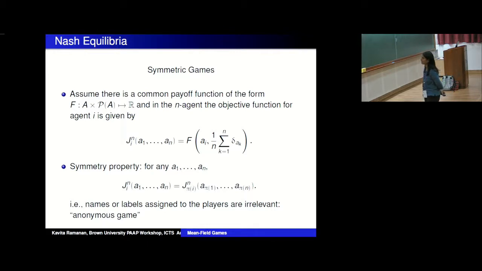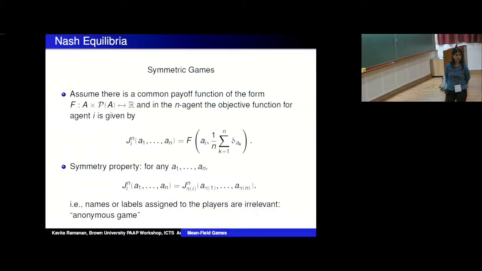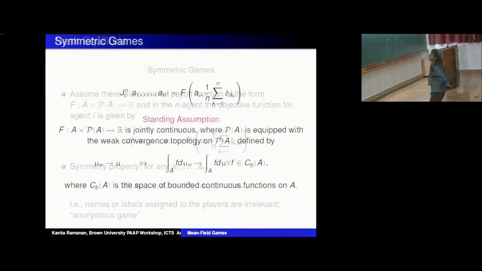And this is the symmetry property that I said, it doesn't matter, it's permutation invariant. The objective functions are permutation invariant in this specific sense. Okay, is that clear? This is the general framework. Any questions?